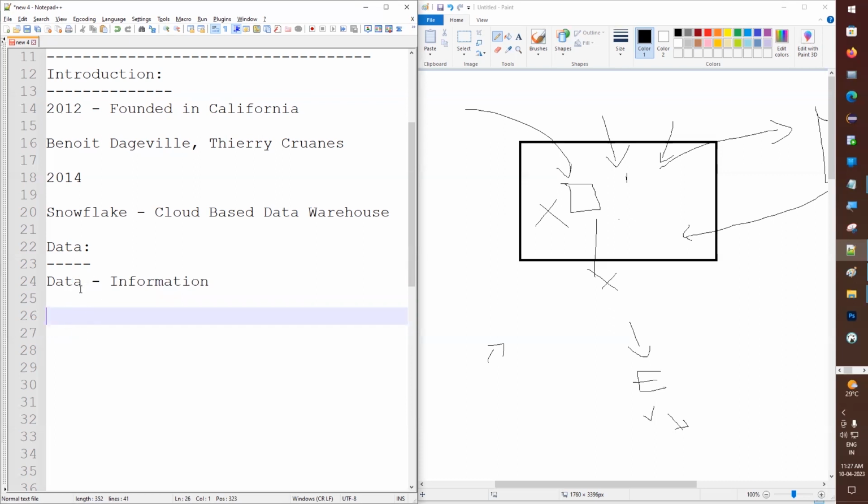There are lots of data we have. Data can be numbers, and characters are one kind of data. There are lots of types of data: numbers, characters, dates, symbols, images, files, songs. These are all data only. So there are numbers, character data, date data, symbols, images, files, videos, audios. Everything comes under data only.